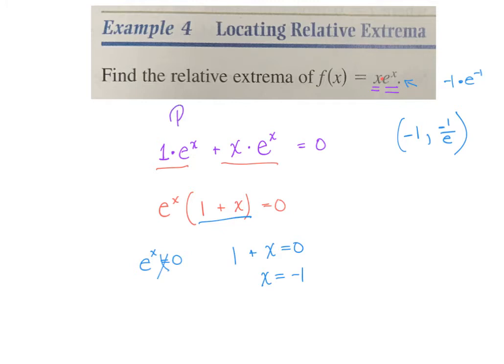So this here is the product rule. Remember f and g, derivative of f times g plus f times derivative of g. This is f, this part is g.